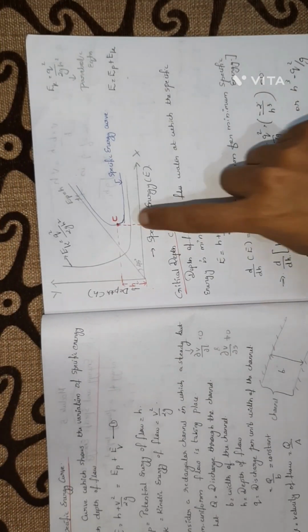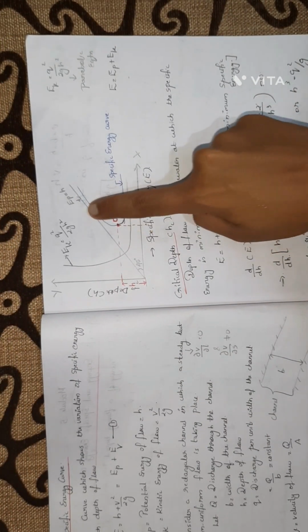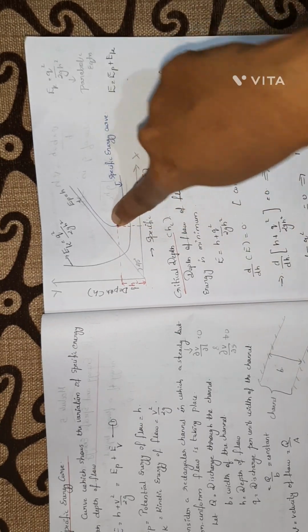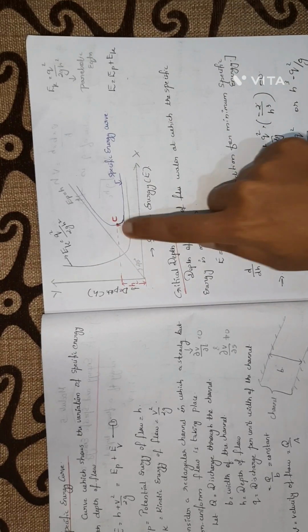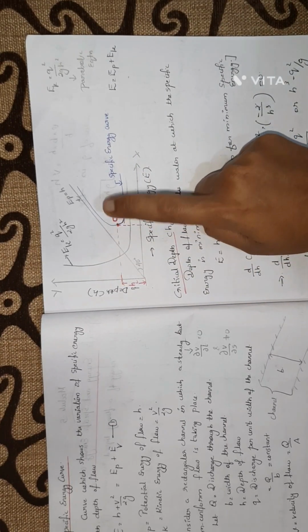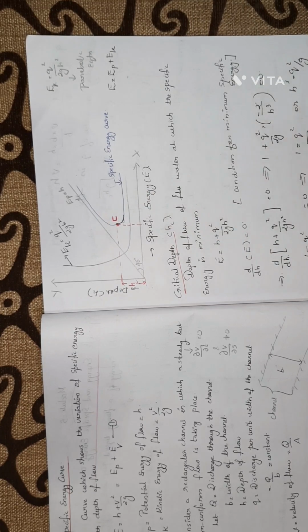So on this curve we can represent this point as the critical depth, isn't it? This is the point where the specific energy is minimum, and it is noted as the critical depth. This is the minimum point, the point where the specific energy is minimum.